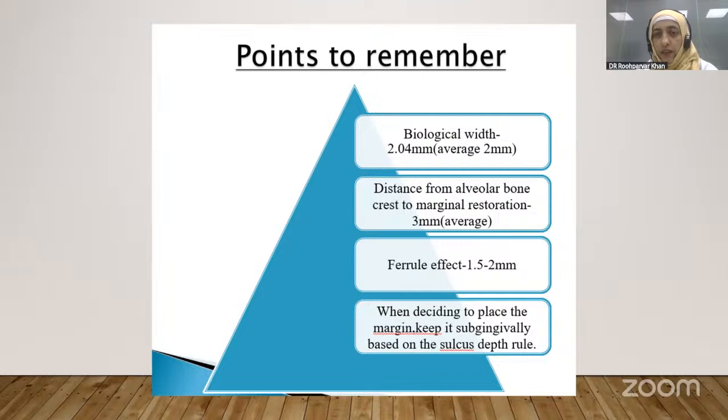So to conclude with the webinar, again, we will go ahead with the revision. That is, the average biological width is 2.04 mm, that is average of 2 mm. And the distance from the alveolar bone to the crest of marginal restoration is average 3 mm. The ferrule effect which should be given is 1.5 to 2 mm. And when deciding to place margin, keep it subgingivally based on the sulcus depth rule. Thank you.